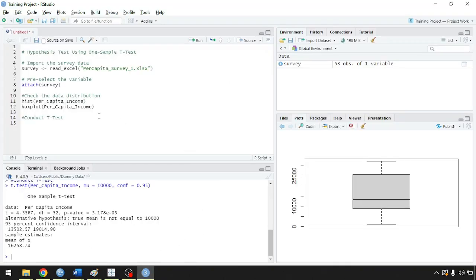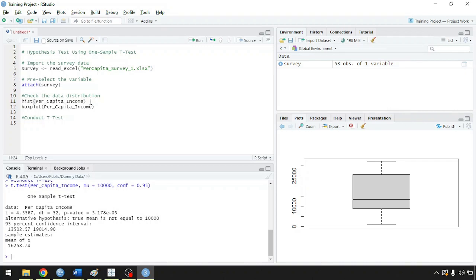Let's go to R. So to begin with, I imported the data set. It's called survey data. It's dummy data that I produced just for the sake of this training. And I pre-selected the variable so we don't have to write the variable name each time we want to call in a field name.